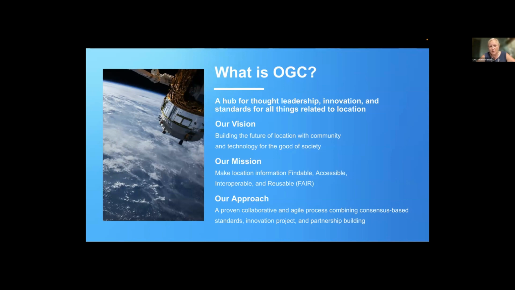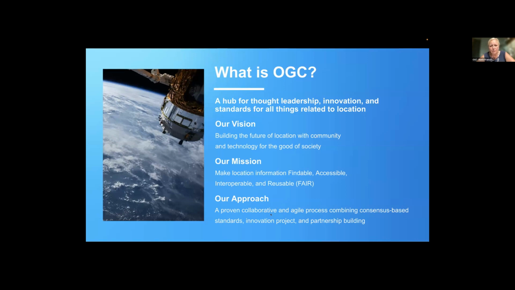Interoperable, we have mentioned that before several times, but I will give you very briefly why it is important. And reusable, this is really the goal, to reuse and reveal all the value of the work we do. And our approach is to build an agile process to combine consensus-based standards. Consensus is very important in the definition of standards. It's something which has been agreed. I will come back to that.